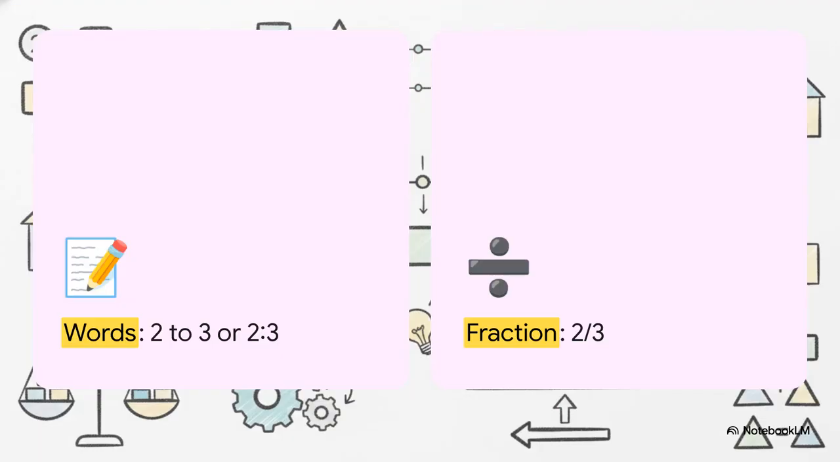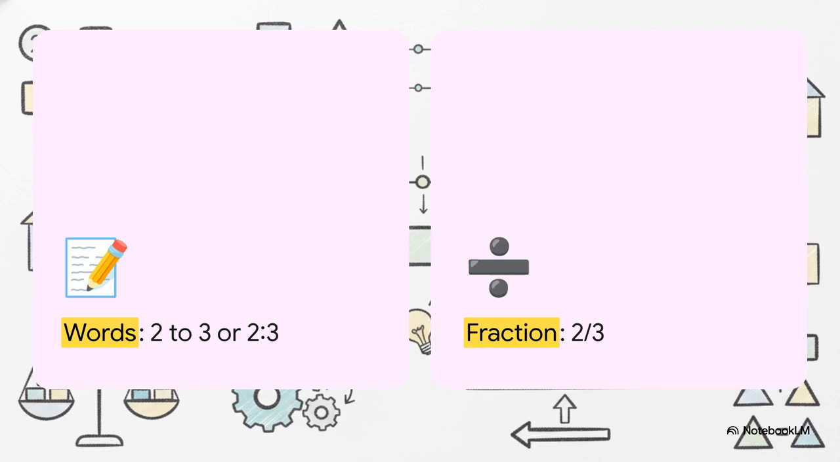Now, what's really interesting about this slide is the flexibility of the math language here. You can actually write a ratio in 3 distinct ways, and they all mean the exact same thing mathematically. You can use words, simply stating 2 to 3. You can use a colon, writing it out as 2:3. Or you can write it as a fraction, with the 2 over the 3. Depending on the problem you're trying to solve, you get to choose which format works best for your toolkit.